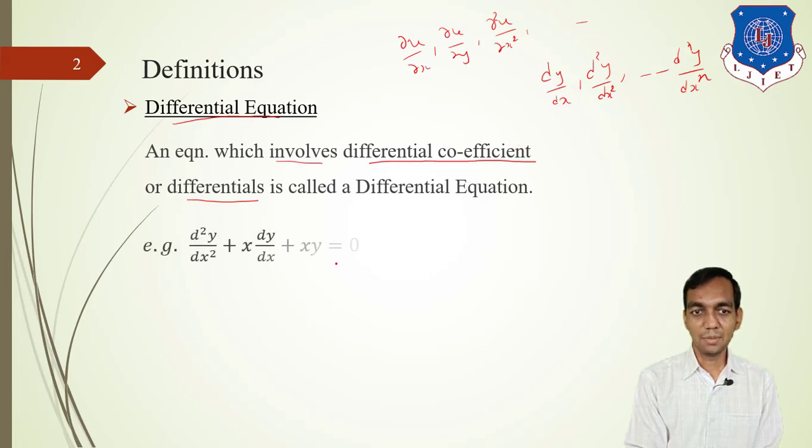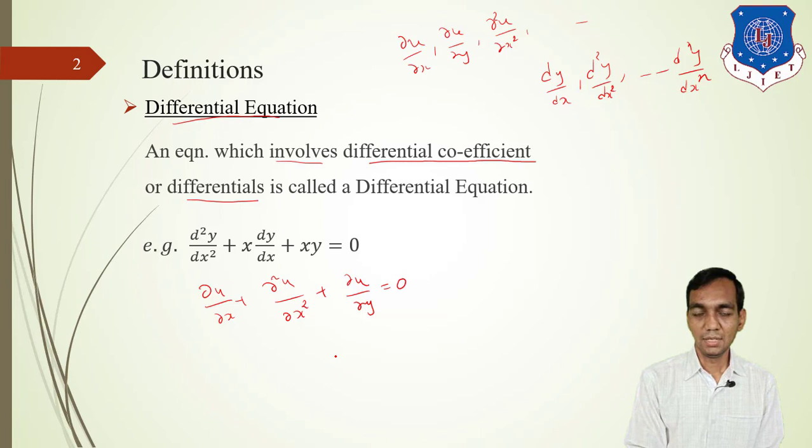Example given: d square y by dx square plus x into dy by dx plus xy is equal to 0. Now see, this is a simple equation. It may be in a form of del u by del x plus del square u upon del x square plus del u upon del y is equal to 0. Then also it is a differential equation.